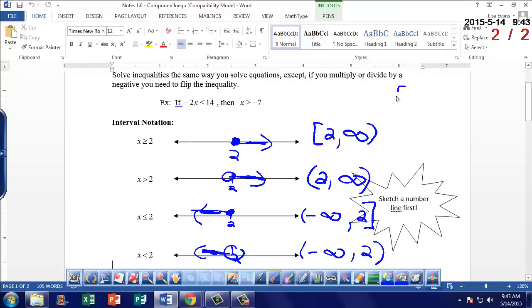So brackets mean it can equal a number. Parentheses mean it cannot. You should always sketch a number line first, even if there's not a space for it, so that you know how to write your answer.